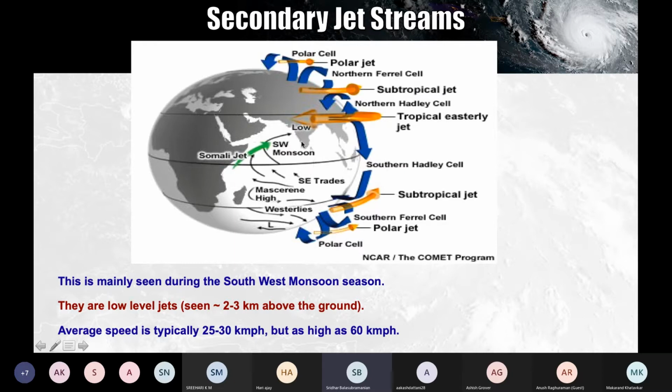Okay, so it can make a rapid movement. Whereas when the Siberian air gets cooler, the subtropical jet stream moves, and this also signals the withdrawal of the southwest monsoon.